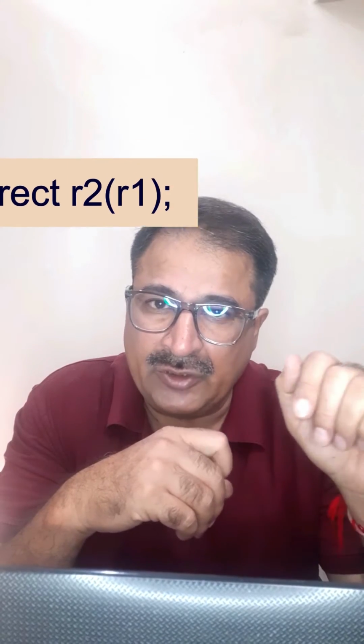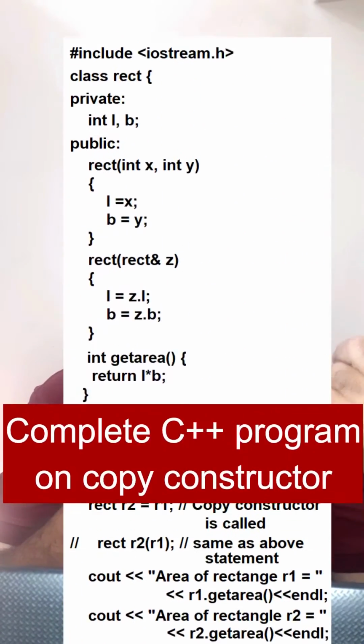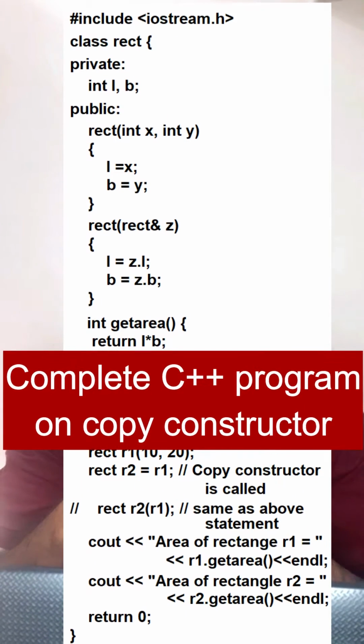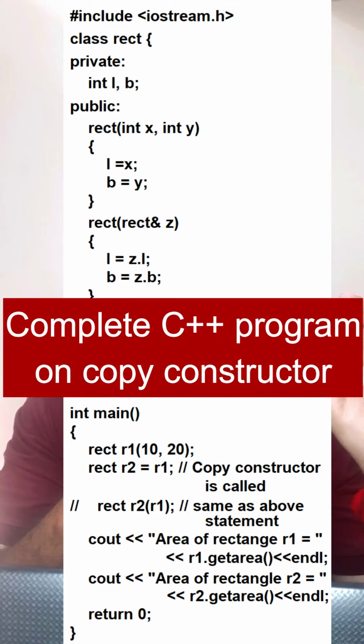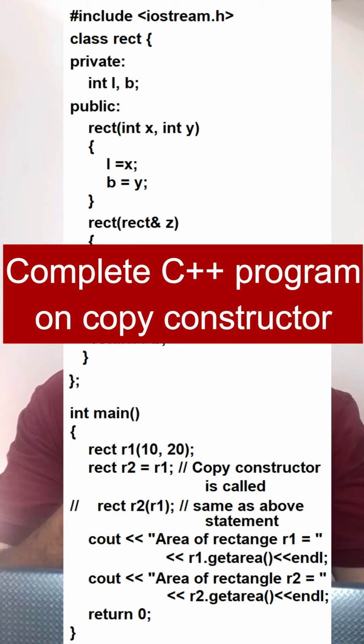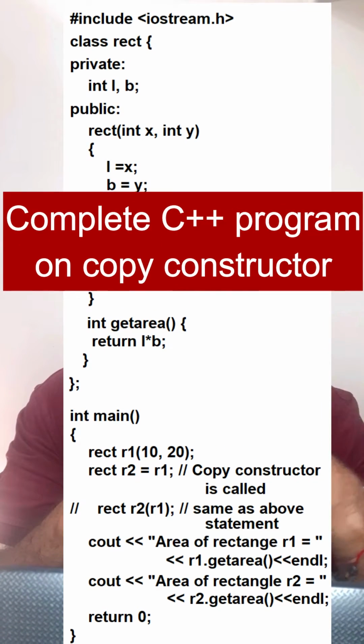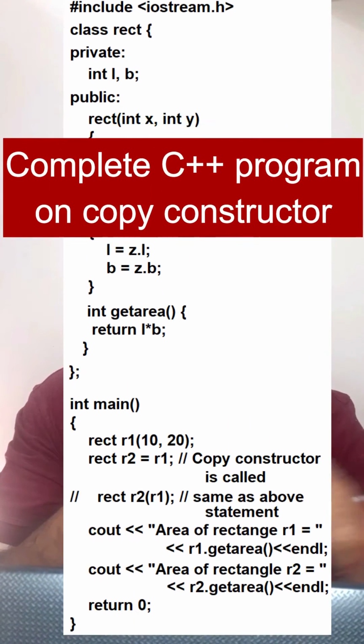Now, how will you invoke the copy constructor? There are two ways. One, you write rect R2, and in the parentheses you write R1. So what will happen is that this object R1 will be passed as a parameter and will be assigned to the parameter Z by reference. And the class attributes length and breadth of Z will be assigned to the length and breadth of whoever is invoking this copy constructor. Obviously, R2 is invoking this copy constructor.